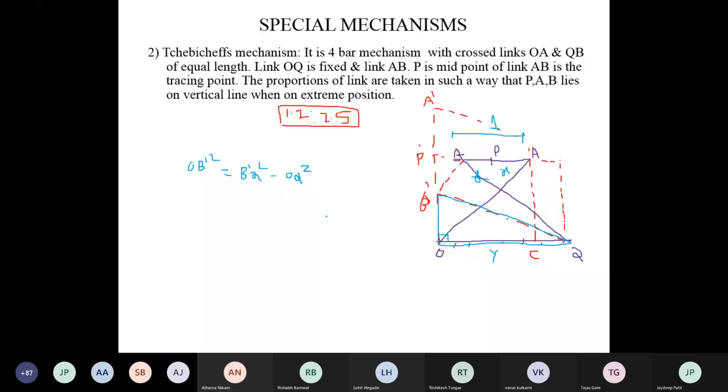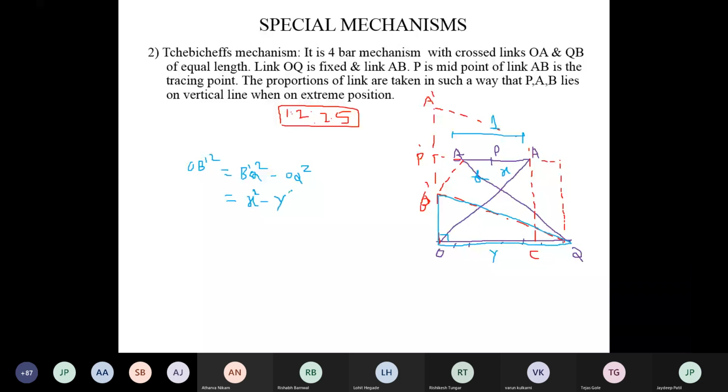Now tell me anyone, what is the magnitude of B dash Q from figure? B dash Q means which link here? BQ, na? Correct? B dash Q means BQ. Is it right? Yes, sir. Because when the mechanism is displaced, there is no variation in the length of the link. Means it is your X square. Now you have to write down OQ square means from figure Y, na? Y square.